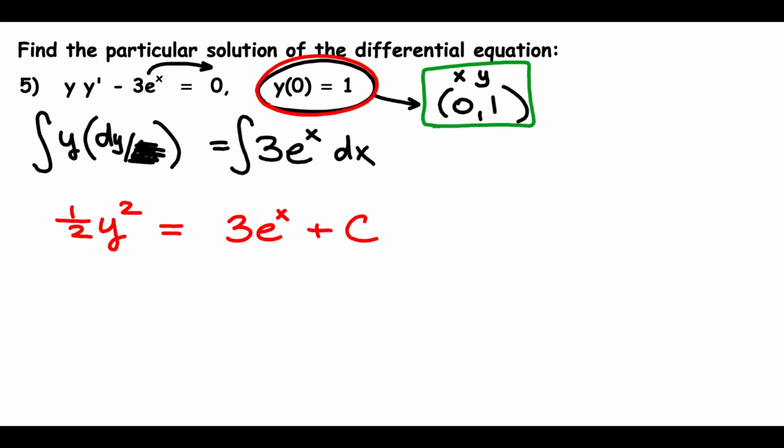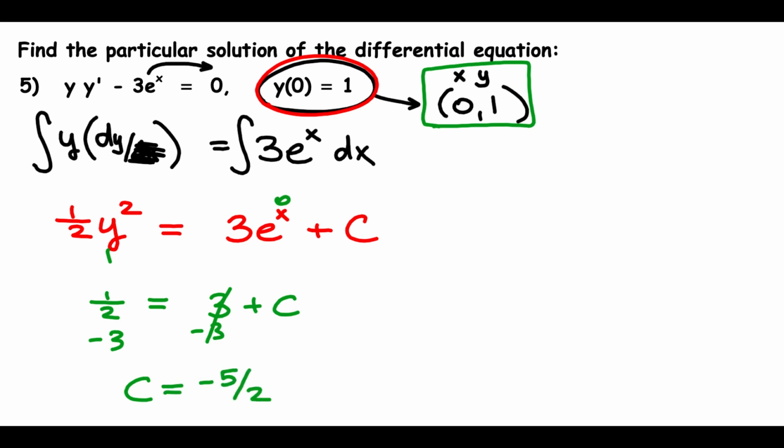Now remember, the x is the 0, the y is the 1. Don't put it in backwards. So on the left-hand side, we have 1/2 times 1 times 1. That's a half. On the right-hand side, we have 3e to the 0. That's 3 times 1. That's just 3. Plus c. Subtract 3 from both sides. And it looks like c is going to be negative 2.5, negative 2.5. I'll call it negative 5/2. They all mean the same thing. I think the negative 5/2 will be the easiest to deal with.